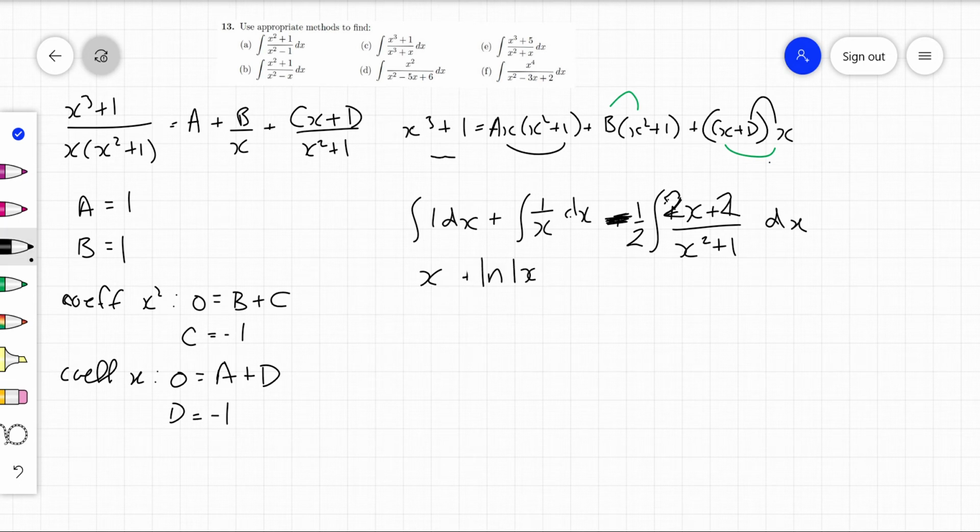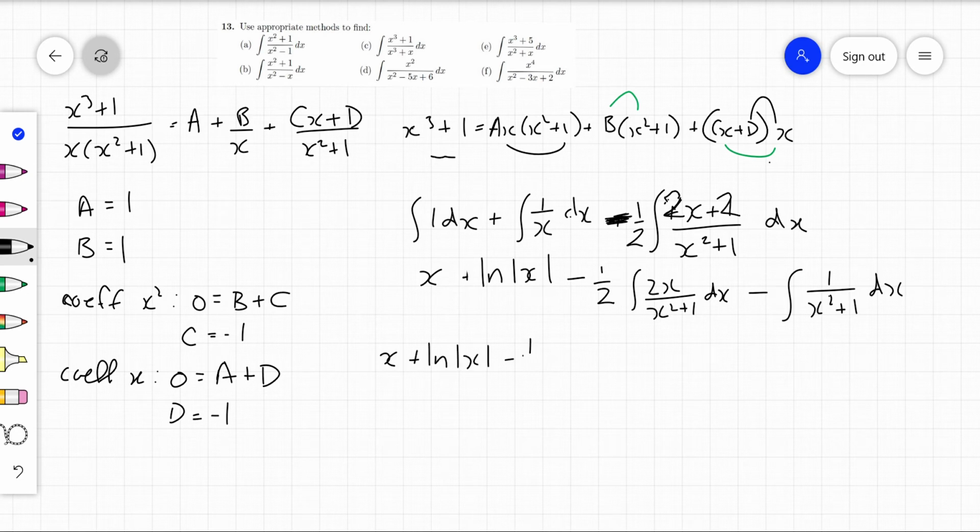Log x. Alright, and then if I break this one up, I've got minus a half. Let's break it up. 2x, x squared plus 1 dx. And then let's put minus a half times 2, so just minus 1 of 1 on x squared plus 1 dx. That gives us a nice easy integral. So we've got 1 minus a half, and we've now got the log of x squared plus 1 minus, and we've got an inverse tan of x here. And don't forget the plus c.